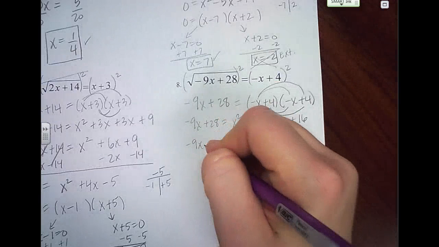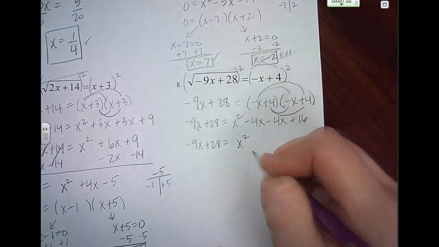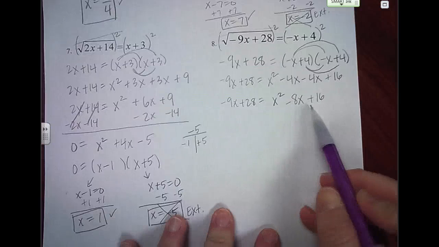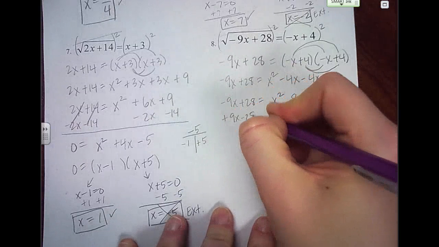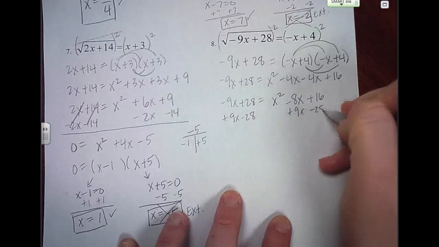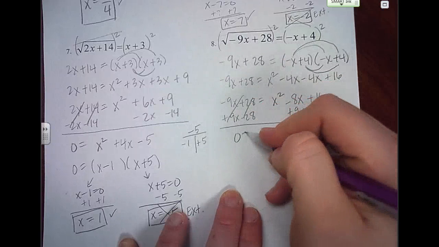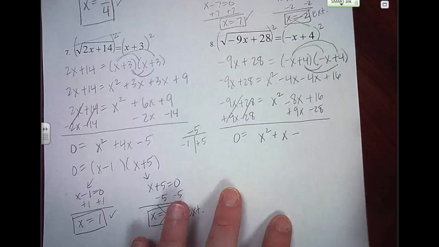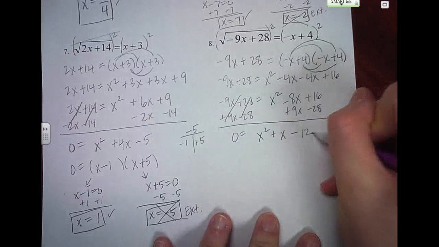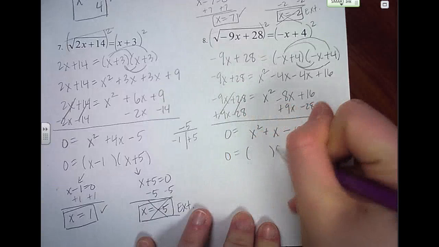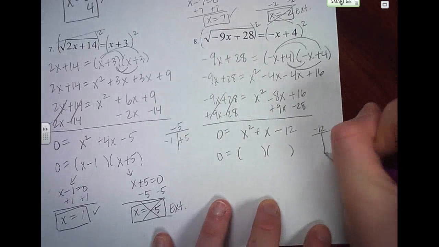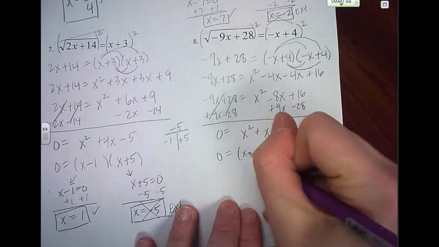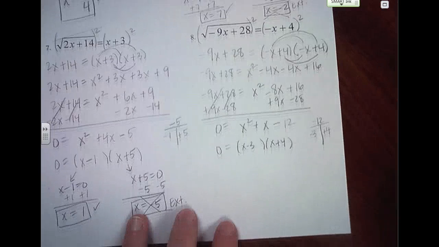So negative 9x plus 28 equals x squared minus... Okay, so I combine like terms on the right. So move everything to the side with the x squared. So 0 equals x squared plus x minus 12. So factor, so two things that multiply to give you negative 12 but add to give you positive 1 would be 3 and 4. So x minus 3, x plus 4, and then solve for x.